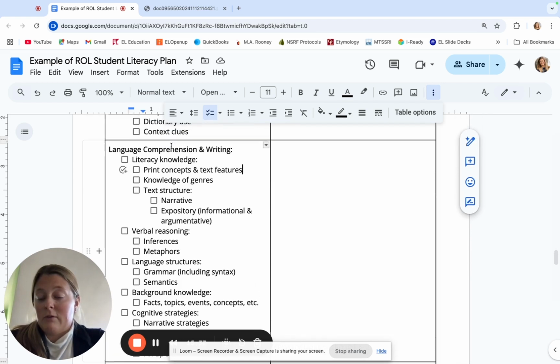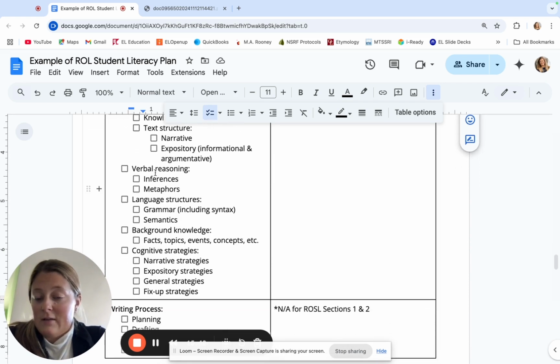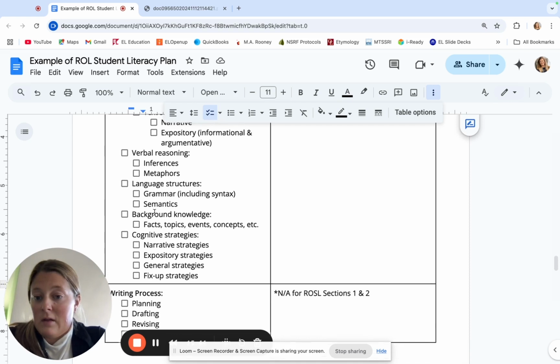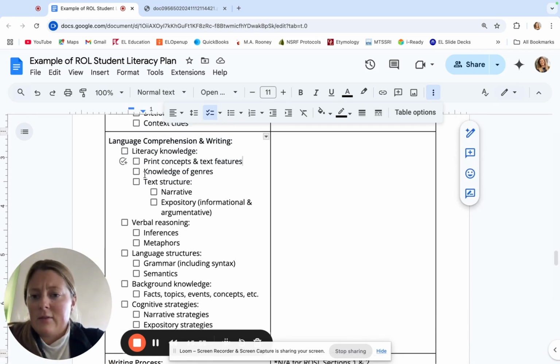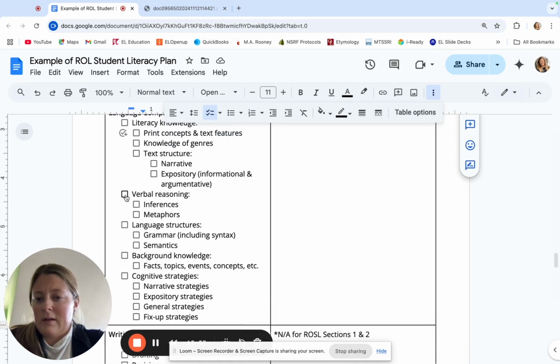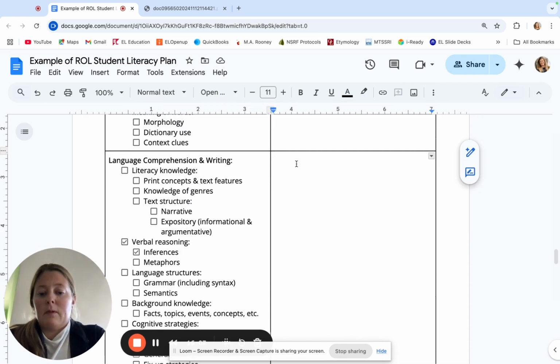Language, comprehension, and writing. So I did not test him in these things. I didn't see if he knows text features or text structures. I didn't look at inferencing. QRI has some inferencing, and he was strong in that. So I guess I could put that he was tested in inferences because that was part of the QRI. And I'll just make a note of that.